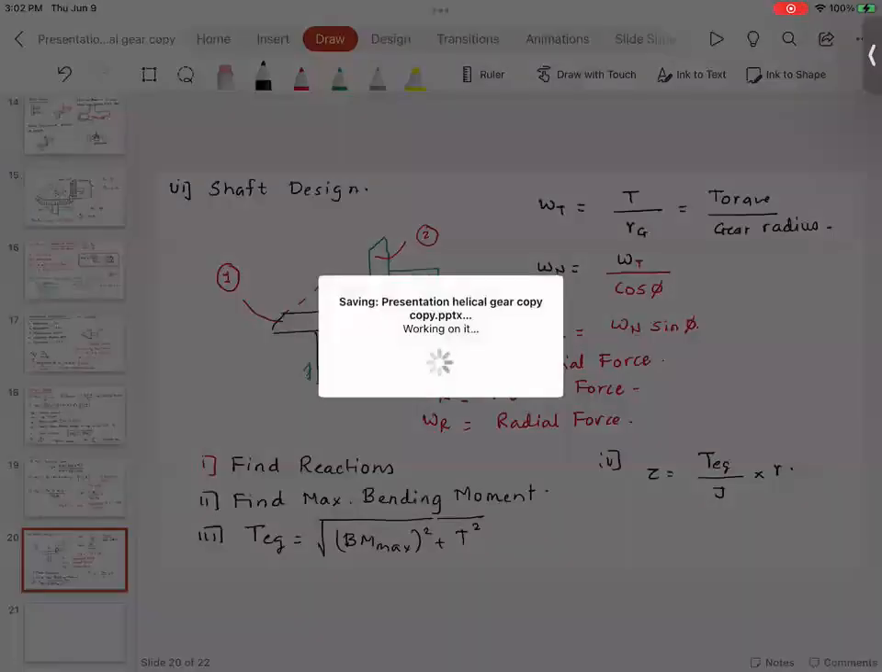So if you do not have any questions, is it okay if I solve the bevel gear problem real quick?